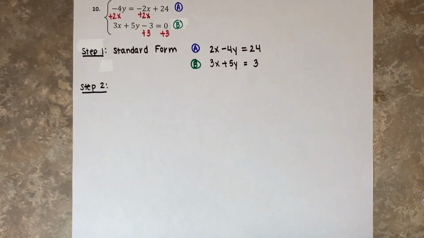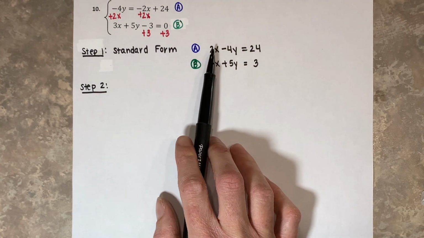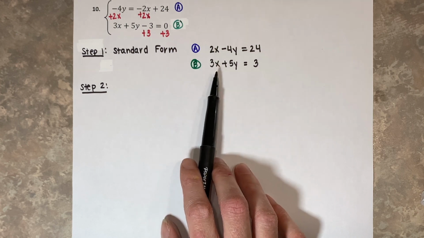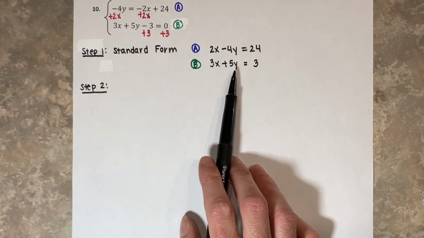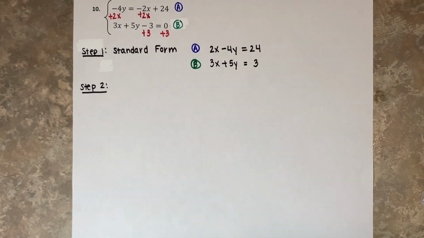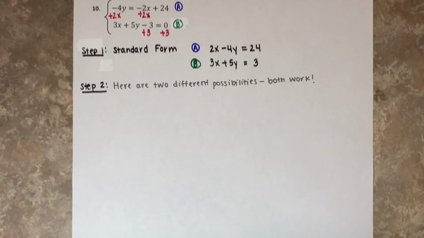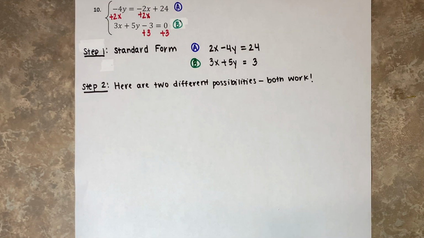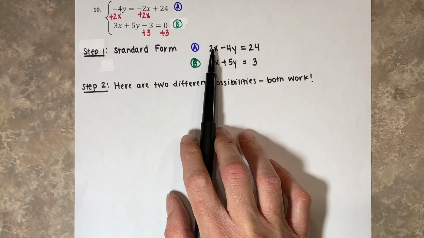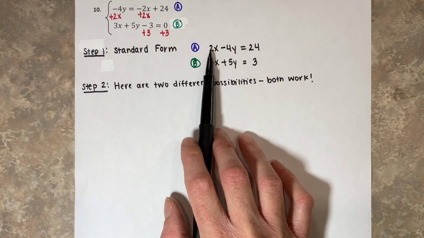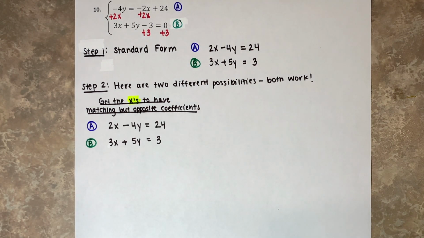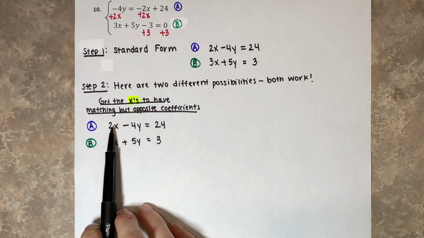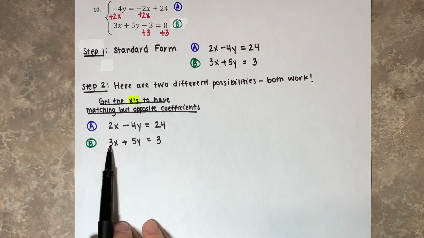The goal for step 2 is to get either the coefficients of the x's to match but be opposite, or to get the coefficients of the y's to match but be opposite. There are multiple different ways to do this, but let's look at 2 different options we have here. For the first option, let's work to get the x's to have matching but opposite coefficients. So I'll start by copying down equations A and B.